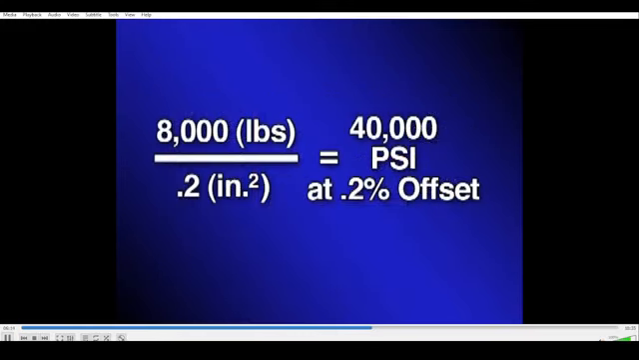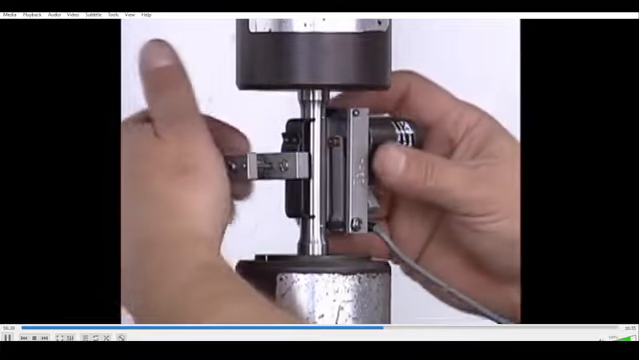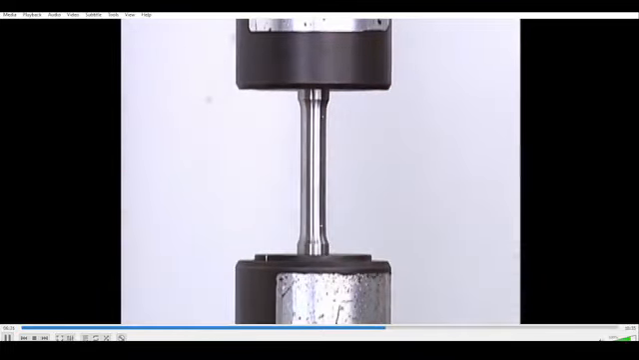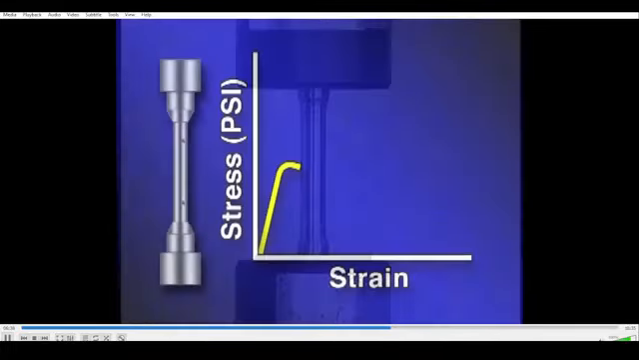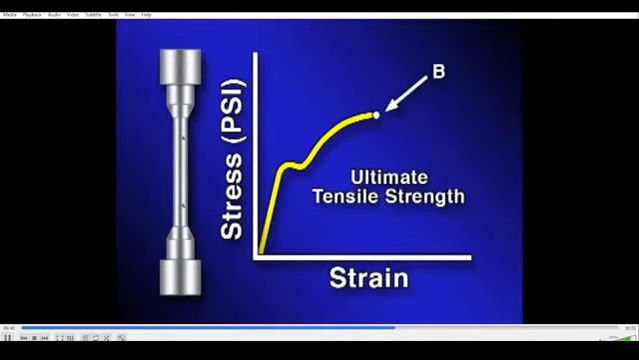If the intersection occurred at a load of 8,000 pounds, we can divide the load by the cross-sectional area to determine the yield strength. In this case, it is 40,000 pounds per square inch. After the material has yielded, the strain gauge is usually removed to prevent damage to the gauge when the material fractures. As additional load is applied, it reaches a maximum value at point B called the ultimate tensile strength.